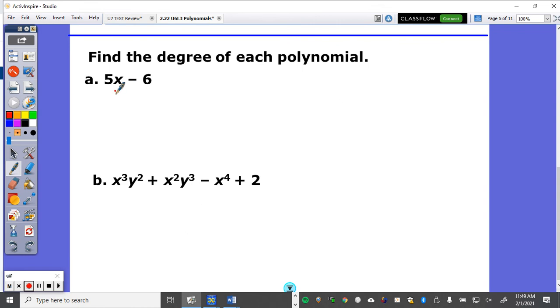Here we have a degree of 1 and a degree of 0, which means that the degree of this is 1. The degree of this is 5, the degree of this is 5, the degree of this is 4, and the degree of this is 0. It does not matter that I have 2 terms here that are 5. The degree of the whole thing is the larger number, which is just 5.